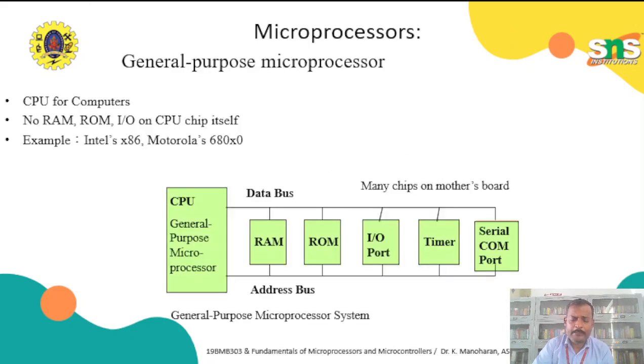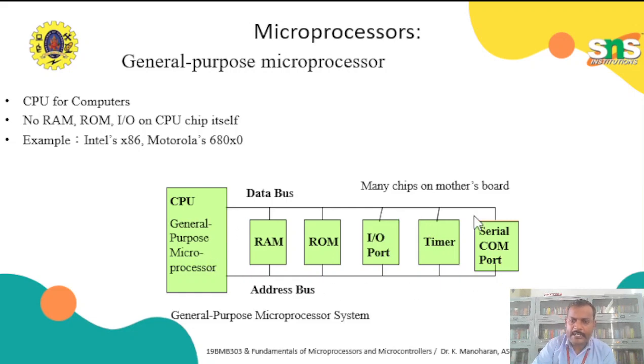Look at this, the comparison of the microprocessor and microcontroller. This is the microprocessor based system. Actually, the CPU, that is the processor, is only the microprocessor. No other things are available. So we need to interface all the things externally. Look at this: RAM interfaced, ROM interfaced, and IO ports, timer, serial ports, everything will be connected externally to the microprocessor chip.